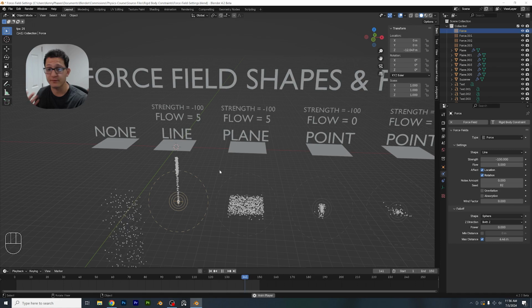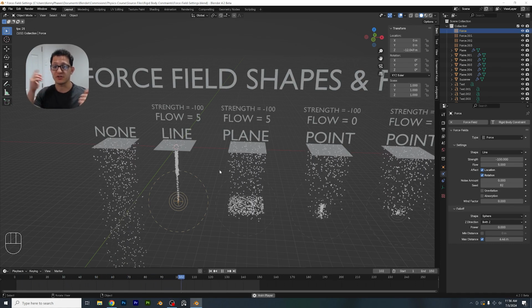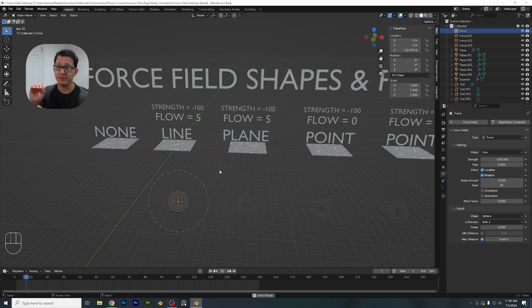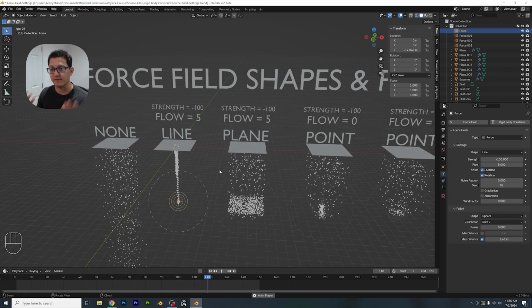That is just the strength of the force field. How much is it pushing or pulling something towards itself? How much is it swirling? How much is it blowing with wind? Okay, strength is basically the strength or the amount of the effect itself.